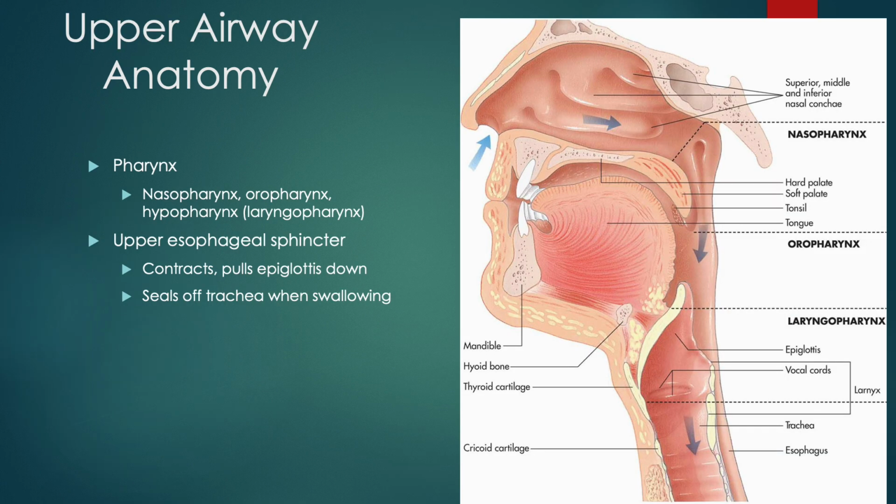So when you think about the pharynx, it's divided into three regions. You have the nasopharynx, the oropharynx, and the hypopharynx. Each section really serves a specific function. Okay? When you think about the nasopharynx, you think warming of the air, you think about your nasal turbinates. And when you think about maybe the hypopharynx, you think about facilitating swallowing. The upper esophageal sphincter is crucial in sealing the trachea during swallowing.